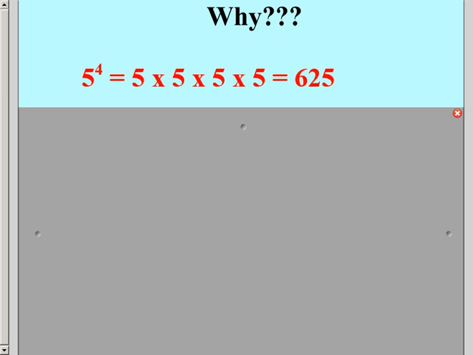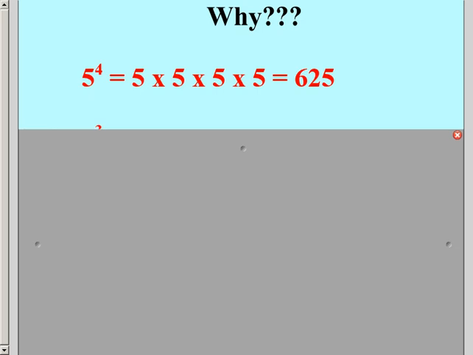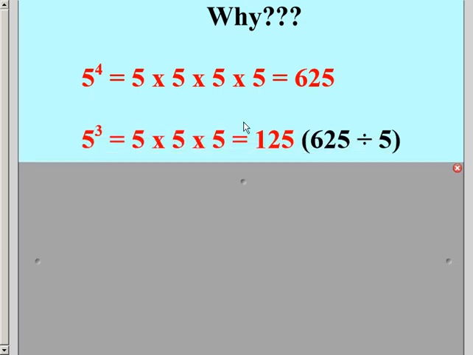Now, if we think about it for a minute, if we go down a power, meaning we take our power from 4 to 3, then what we're doing is using 5 as a factor one less time. So let's look at that. 5 to the 3rd power would mean 5 times 5 times 5, which is 125. Notice I could also get that by doing 625 divided by our base of 5. So in other words, 5 to the 4th power divided by 5 equals 5 to the 3rd power.